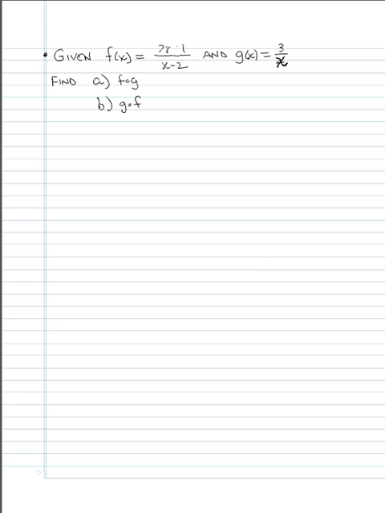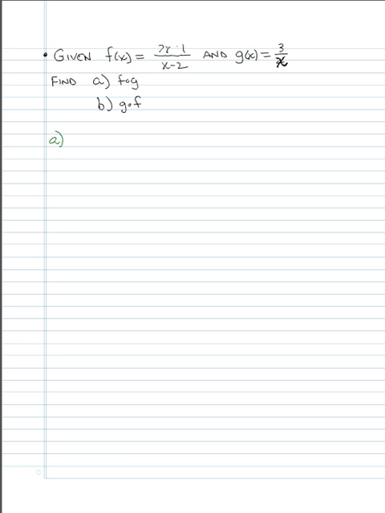Okay, here we're given two new functions. f of x is the fraction (2x + 1) divided by (x - 2), as you can read. And g of x is the fraction 3 over x. And we're asked to find both f compose g and g compose f.